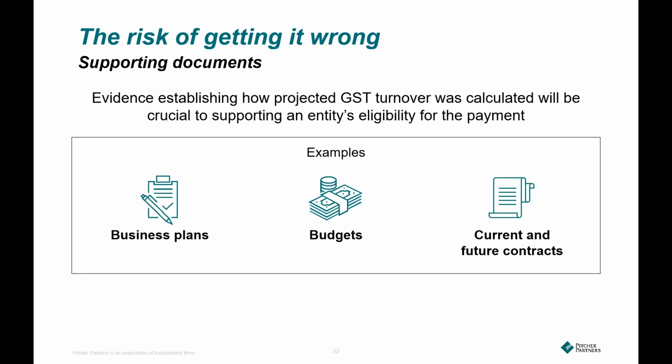So as part of that same theme, it is obviously very important to keep supporting documents as part of the JobKeeper scheme, not only in terms of general eligibility, but specifically in relation to the calculation of GST turnover and the calculation of the decline in turnover between the test period and the comparison period. Evidence establishing how projected GST turnover was calculated, particularly if we're doing it now in the middle of April, for example, will be crucial to supporting the entity's eligibility for the payments, and will be crucial to supporting the entity's case in the event of an ATO review.